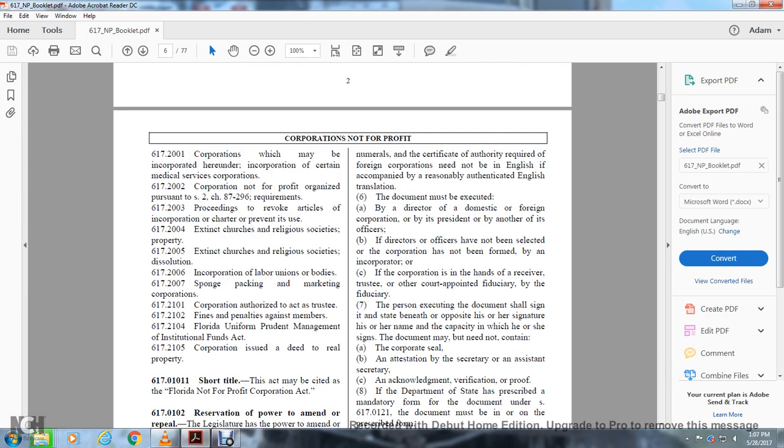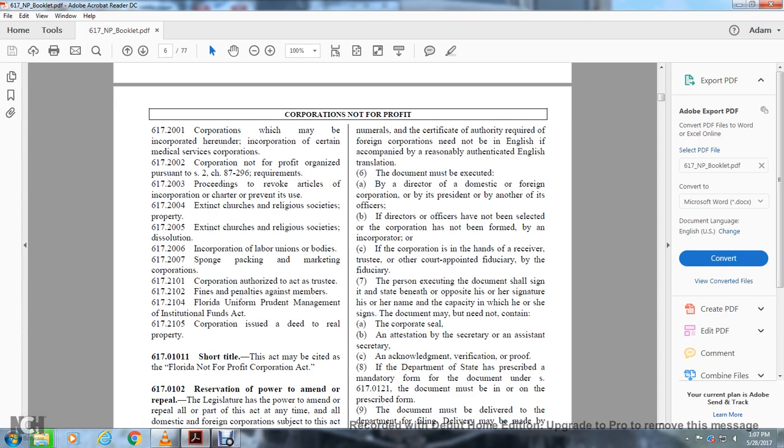The document must be executed by the chairman of the board of directors of the domestic or foreign corporation, by its president, or by another of its officers. If directors or officers have not been selected or the corporation has not been formed, it must be signed by an incorporator. If the corporation is in the hands of a receiver, trustee, or other court-appointed fiduciary, it must be signed by that fiduciary. The person executing the document shall state beneath or opposite his or her signature his or her name and the capacity in which he or she signs. The document may but need not contain the corporate seal, an attestation by the secretary or an assistant secretary, an acknowledgment, or a verification or proof.